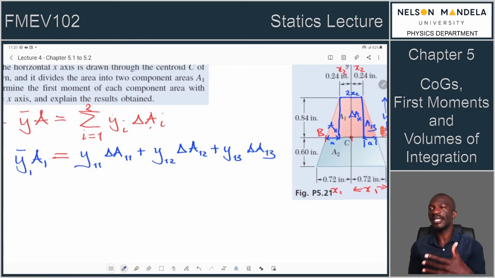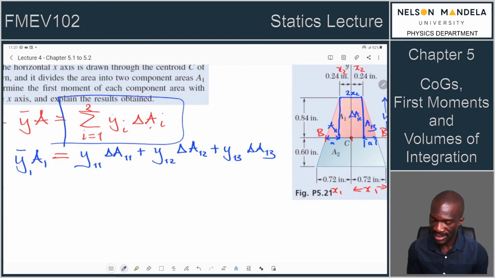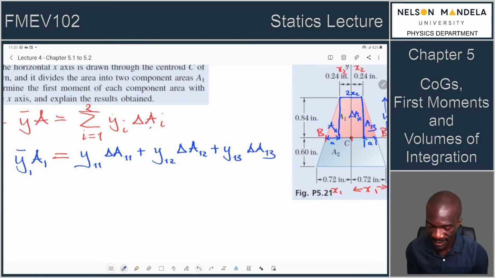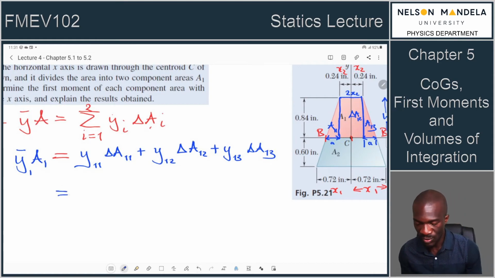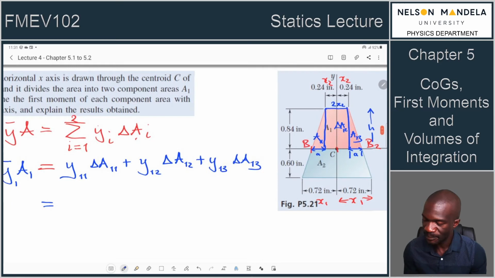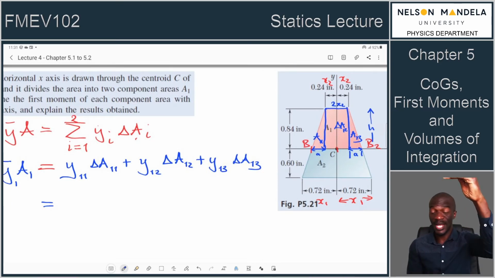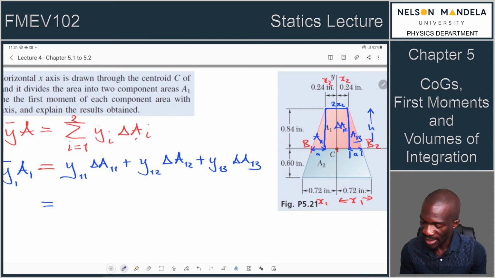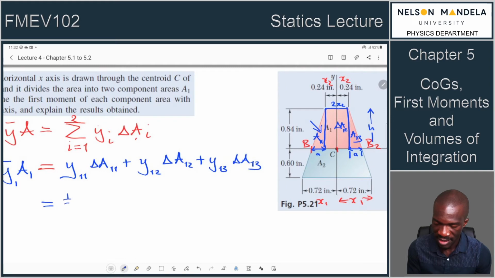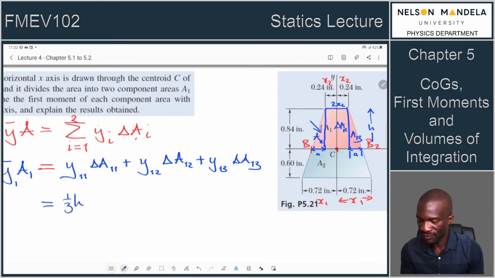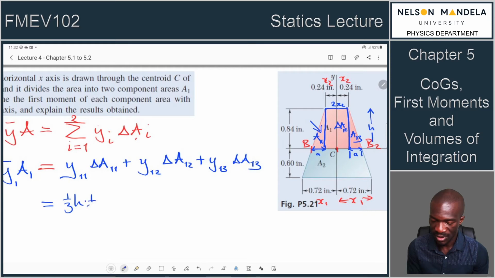You will do the same for area 2, because in this summation we are looking at the 2 areas of the entire object. So what is y11? Y11 is the centroidal position in the y-axis for area 11, and we can use this height. That will obviously be a third of the variable h, and you've got a value for that, so you can find it. Then your delta A11 is the area, so it's basically equal to half times the base, let's call that A, times the height h. So you've got your area there.